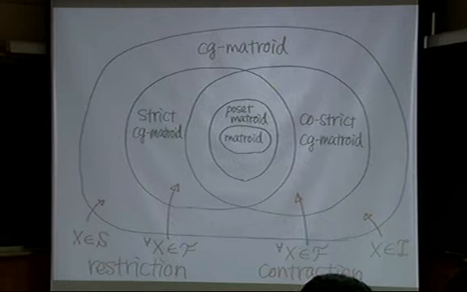So we showed that for CG matroids, restriction goes well just for spanning sets, but for strict CG matroids we can use any closed set. For contraction, if we use independent sets, then the contraction is also a CG matroid. But for co-strict CG matroids, we can use any closed set.